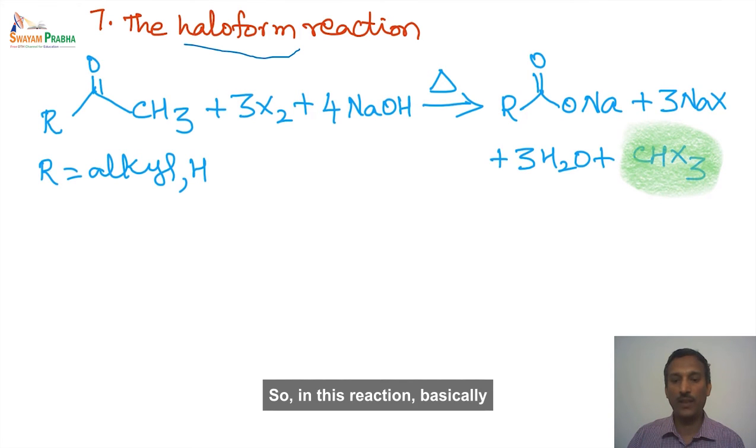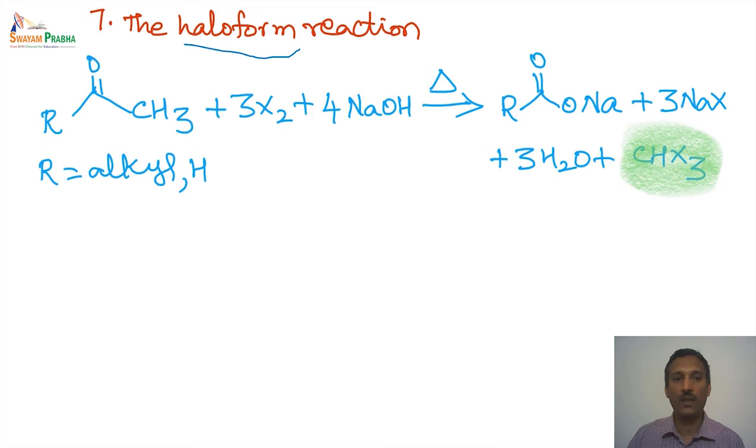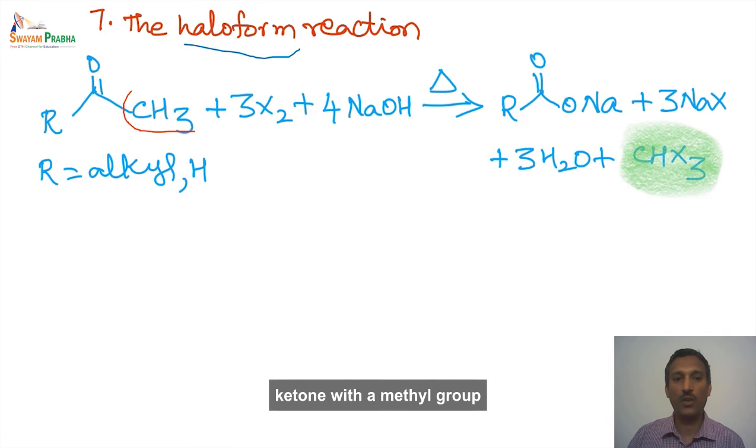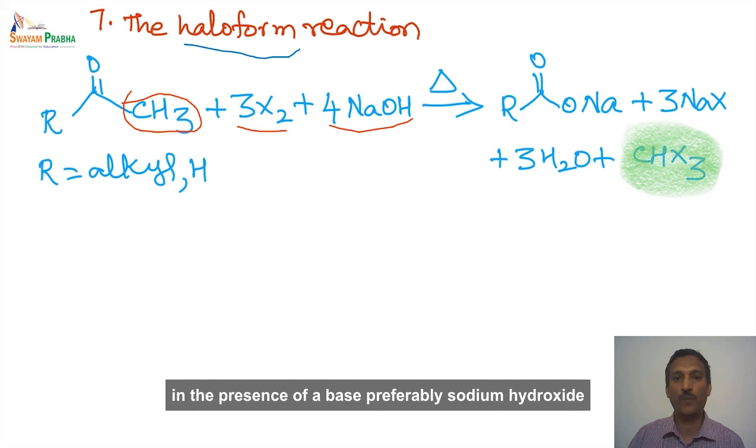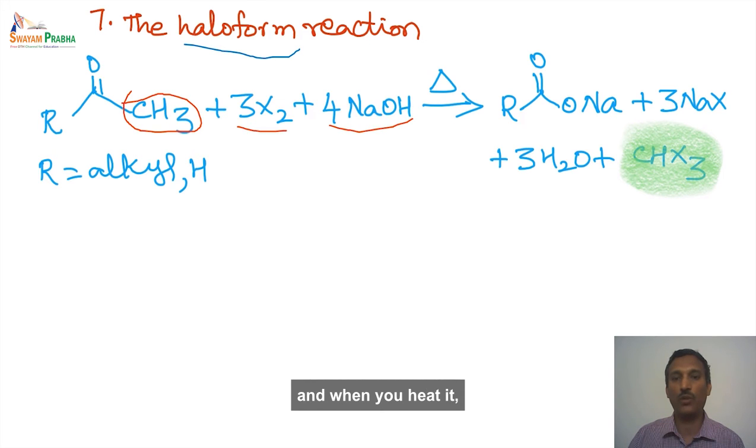So in this reaction, basically, we take a ketone with a methyl group. If R is an alkyl group, it is a ketone. If R is hydrogen, it is an aldehyde. So either acetaldehyde or methyl ketones, when reacted with the halogen in the presence of a base, preferably sodium hydroxide, and when you heat it, we end up with a haloform.